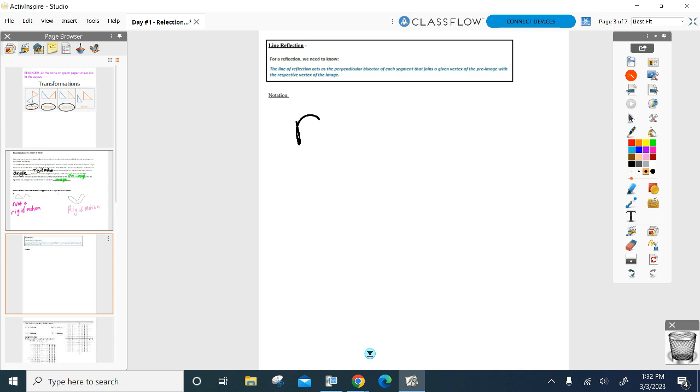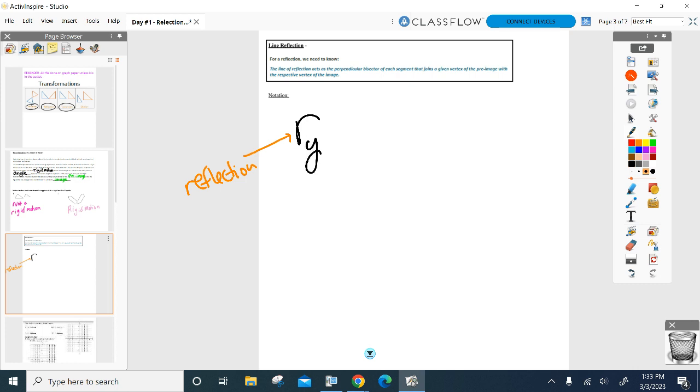Lowercase r tells me reflection. And then you're going to see a little attachment to it. Anybody heard of the term subscript? Where do you usually see a subscript? Underneath it. Below something, right? And that's exactly what you're going to see here with the reflection. You're going to see a subscript.